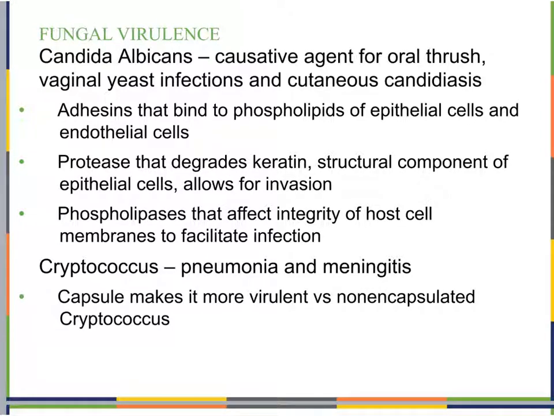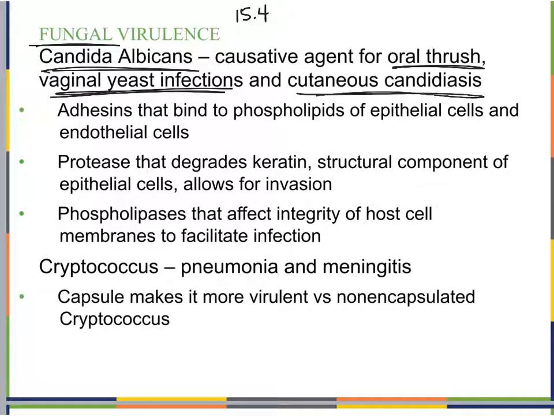All right, so here in 15.4, we're going to talk about eukaryotic virulence, or eukaryotic pathogen virulence. The first one we're going to take a look at is fungal virulence. So, for example, Candida albicans, which is the causative agent for oral thrush, vaginal yeast infections, as well as cutaneous candidiasis. So this is our species that we're looking at that can cause all of those things. Let's take a look at some of the virulence factors that this particular organism produces.